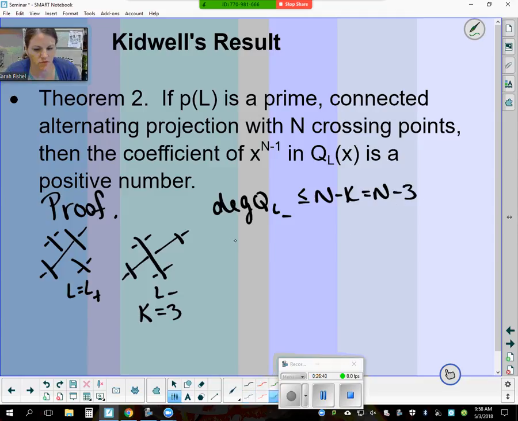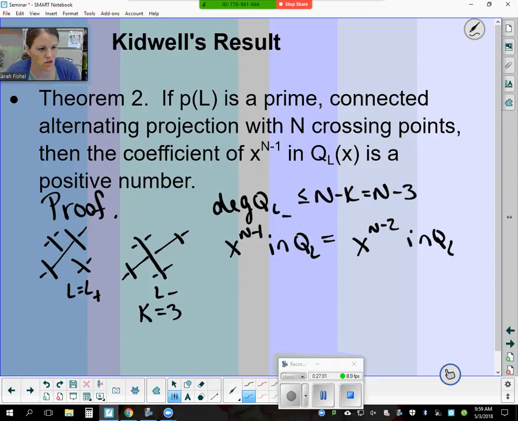By the skein relation, the coefficient of x to the n minus 1 in our Q of L projection must equal the sum of the coefficients of x to the n minus 2 in Q of L naught and Q of L infinity, because you're going to multiply it by another x from our skein relation, so that would give you the n minus 1s. So those must be equal.